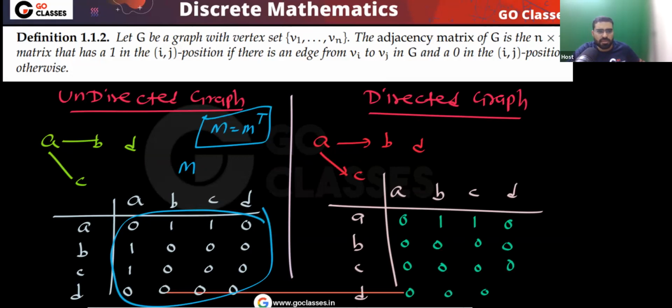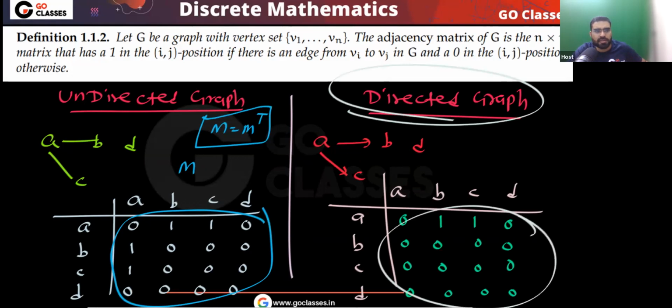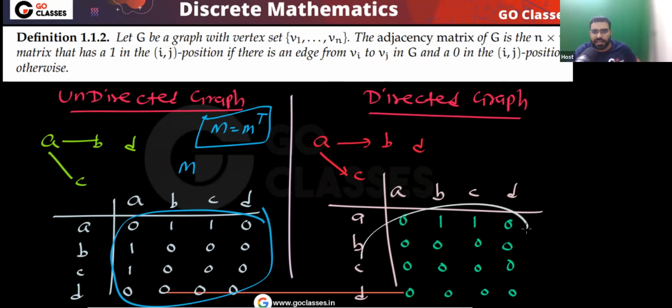And can you notice that for a directed graph, this may not be symmetric. This is not symmetric, right? Because this is a directed graph, from A you can go to B, but from B you cannot go to A. So there is an edge from A to B, but there is no edge from B to A. So you can easily see that this is not a symmetric matrix.